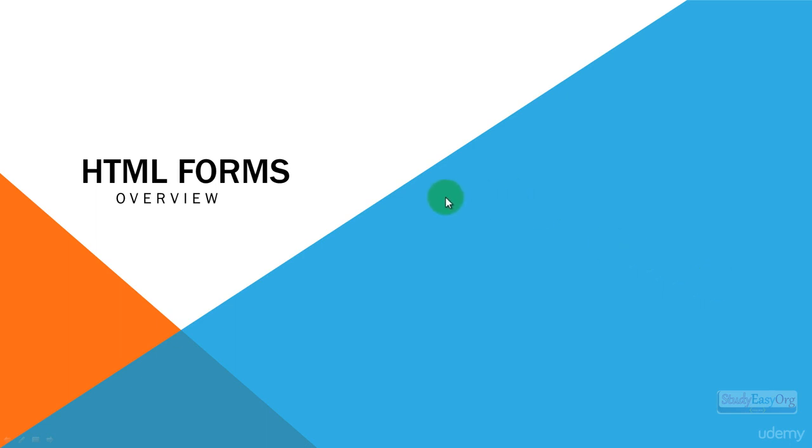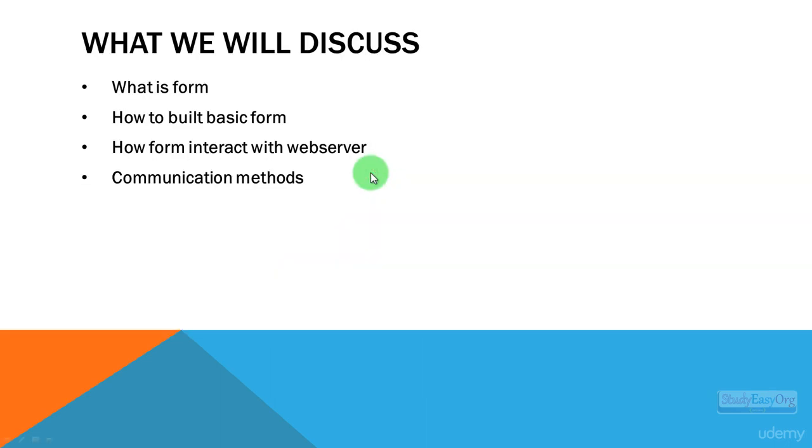As an overview, we're gonna check a couple of things, and the things which we're gonna check in this particular lecture are what is a form and why it is important in fact. Apart from that, we will also check a small fragment of code and the output of the code, and that will make us understand how to build a very basic form in fact. Apart from that, we will also check how forms interact with the web server, and finally we will also check the communication methods of form.